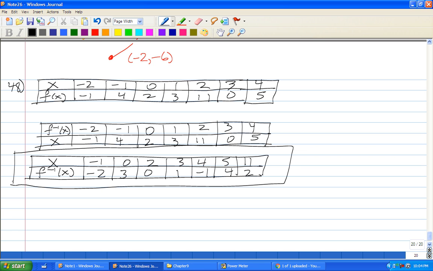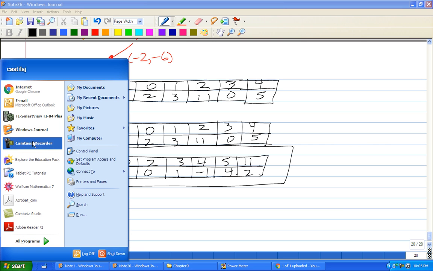Okay, so that really finishes off section 9.4 on inverse functions.